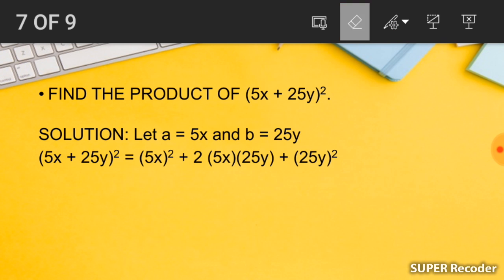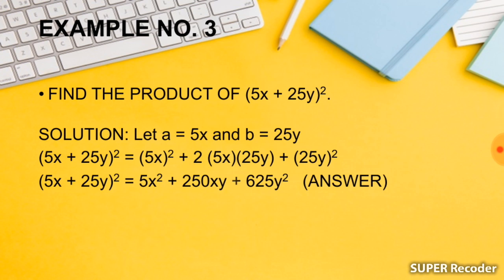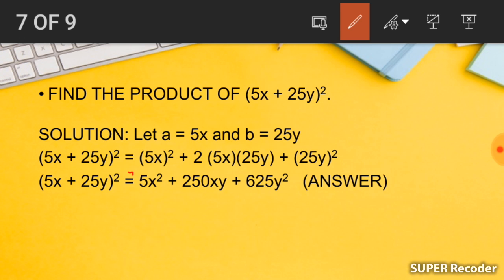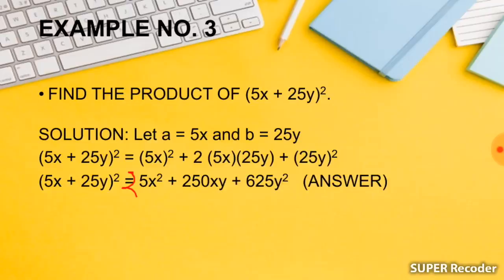After solving that, your answer will become 25x squared plus 250xy plus 625y squared. Again, this is 25x squared plus 250xy plus 625y squared.